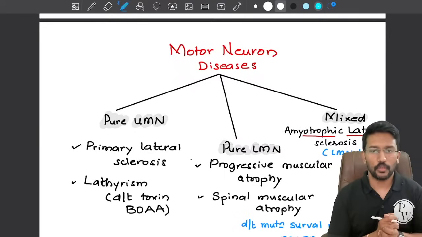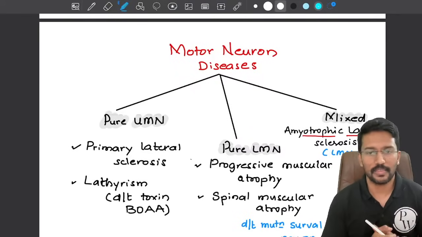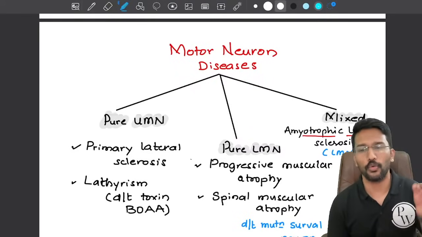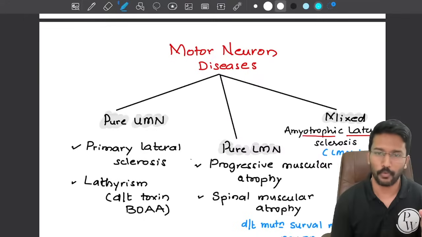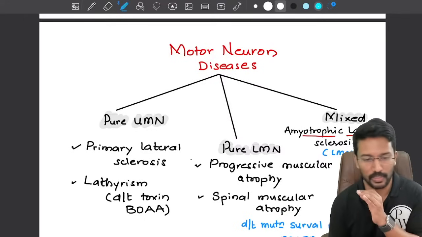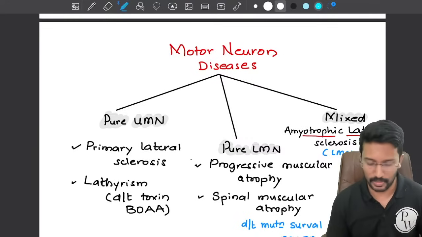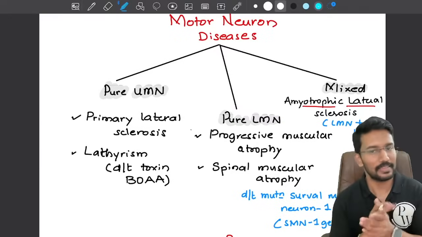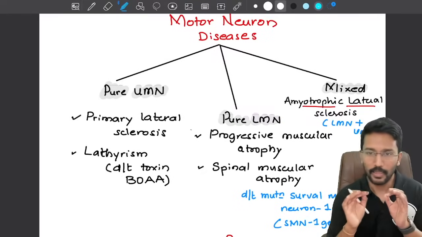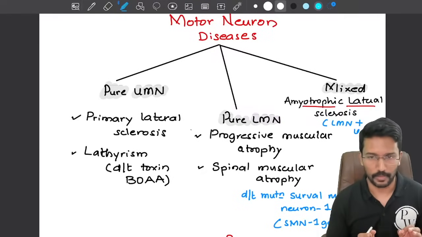Now, one of the MCQs you can expect on motor neuron diseases is which of the following is a pure UMN type of motor neuron disease, or which of the following is a pure LMN type, or which of the following is both LMN plus UMN type. And for that you need to remember this classification table. It is pretty easy and it's all logical.